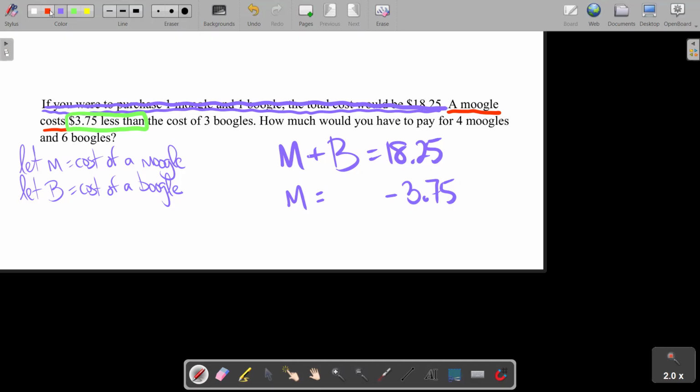And then this last part says the cost of 3 Boogles. So we know what to put right in this blank. 3B is money.